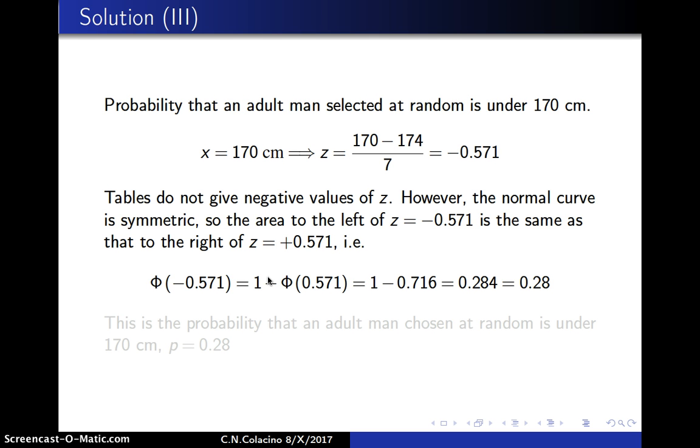That's to say, phi of minus 0.571 equals 1 minus phi of 0.571, which is 1 minus 0.716, which gives 0.284, 0.28 to two significant figures. The probability that an adult man chosen at random is under 170 centimeters is P equals 0.28.